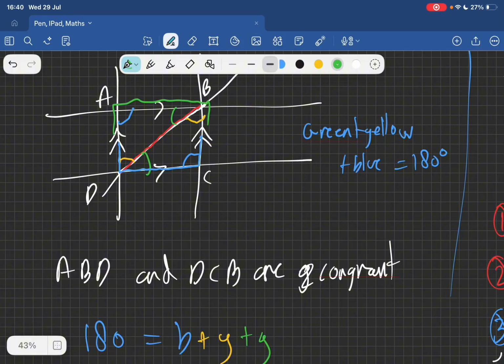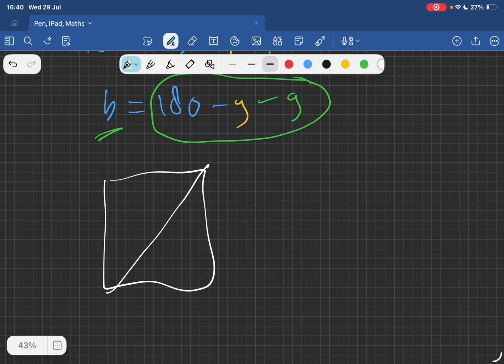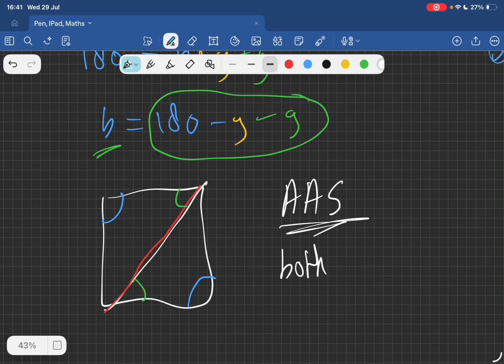Alright, so let's remove all that noise and let's go back to the diagram that we have here. What do we know? Well, we know that this red line has to be the same. We know that these blue angles are the same, and we know that these angles here are the same. So the rule that we can use, there were many ways we could have done this, but the rule we're using here is angle, angle, side, to prove that they're both congruent.